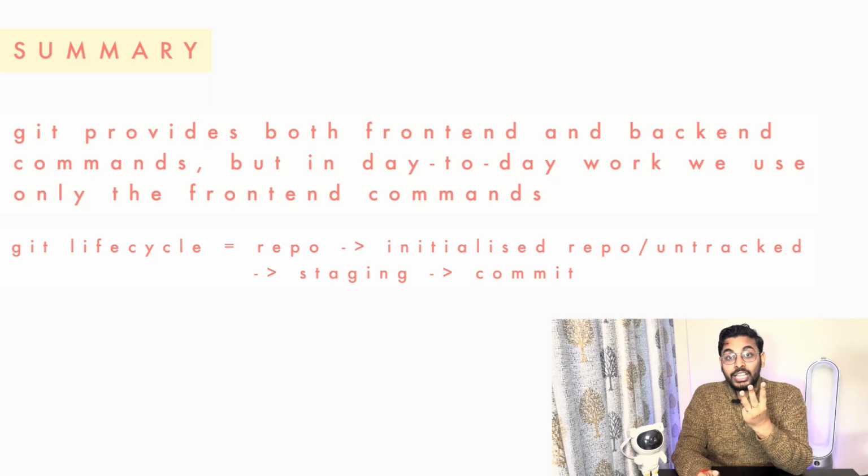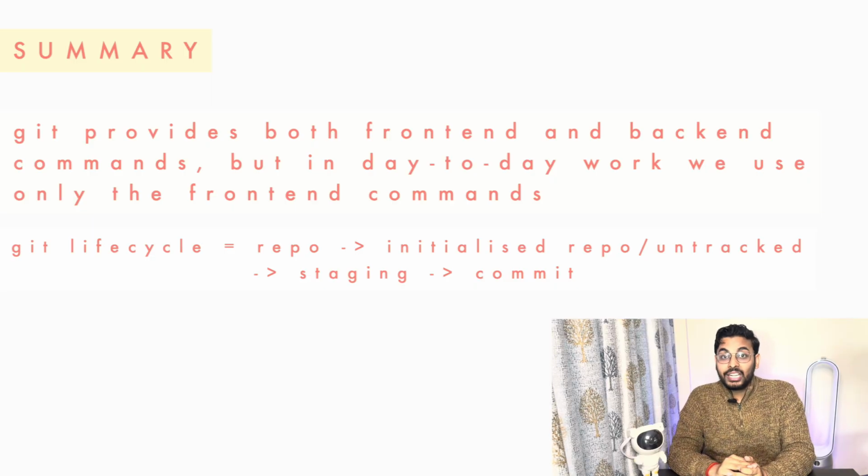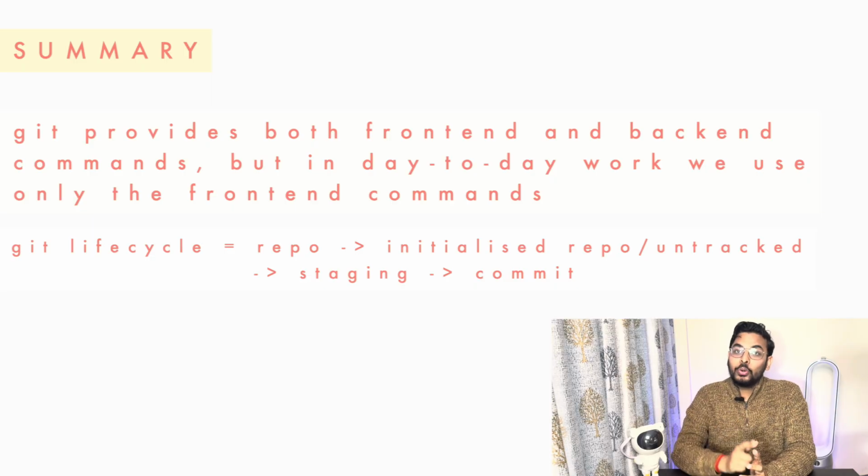Now there are 3 very important transitions or states, and these 3 states are the core states of the Git lifecycle. The first core state is the untracked area, right? Or initialized repo slash untracked area. The second core state is the staging area, and the third core state is the commit area, right?